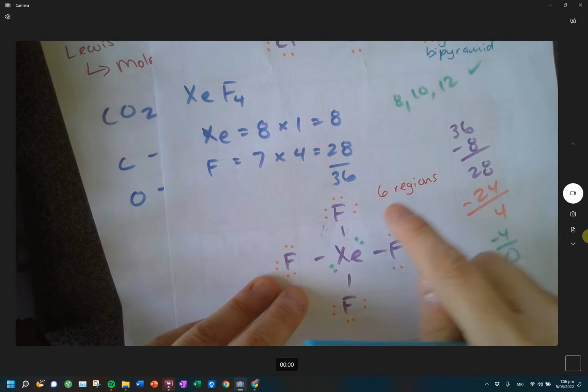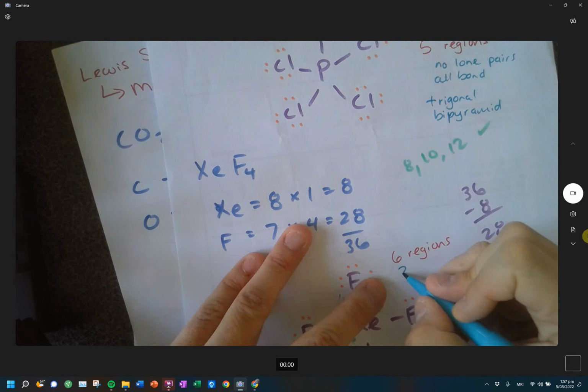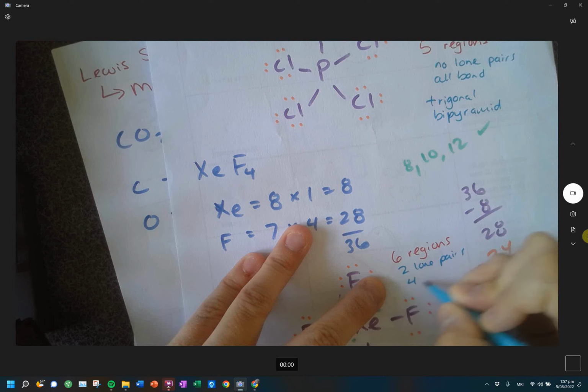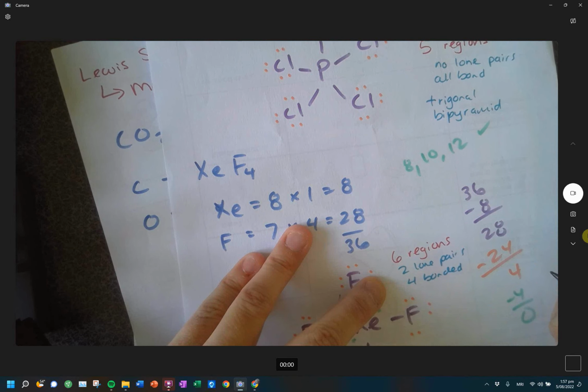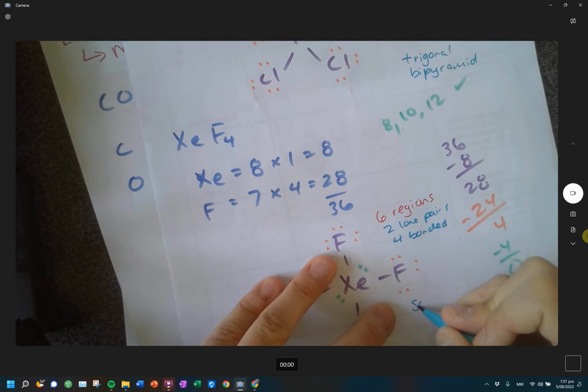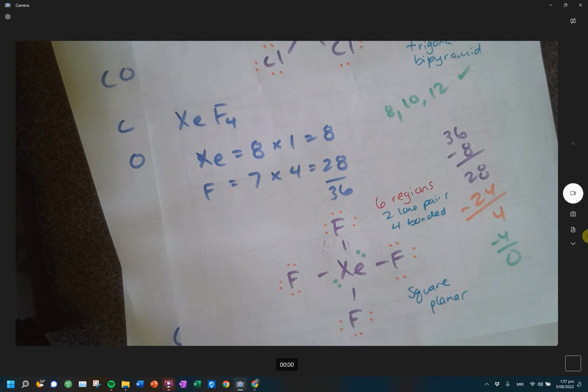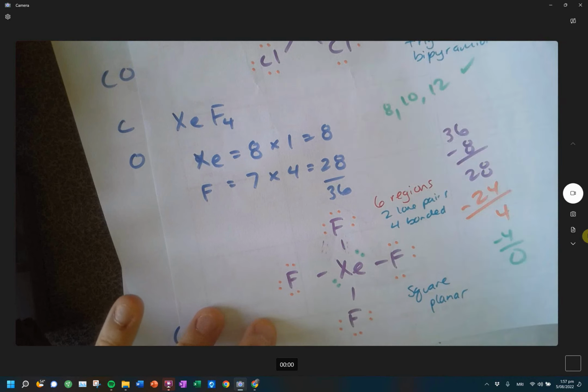This one over here, 6 regions. We have 2 lone pairs and 4 bonded. So when I look at that 6 and then I'm going 2 lone pairs, that's a square planar. So it's the same process that you guys were doing last year, just with a few more shapes.